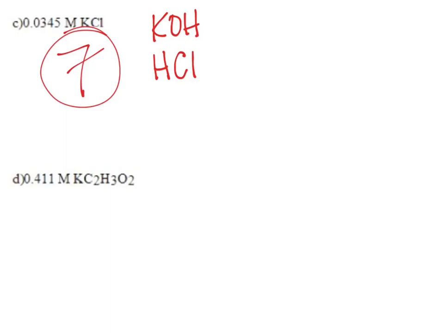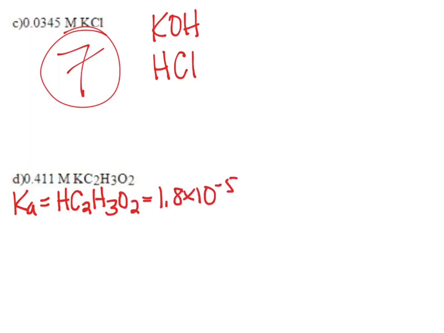This one, I'm not going to do, but if you want to, you can go back and solve for it. The Ka for HC2H3O2 is 1.8 times 10 to the negative 5. And your end answer should be 9.179. So you should want to go and do that.